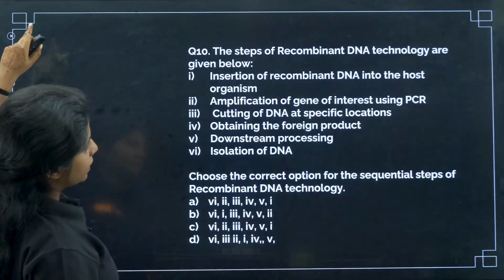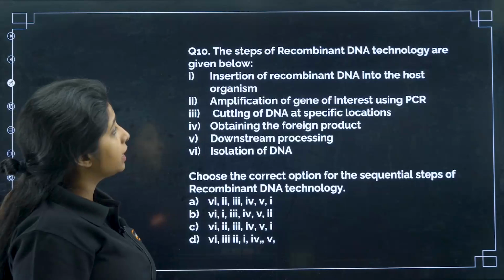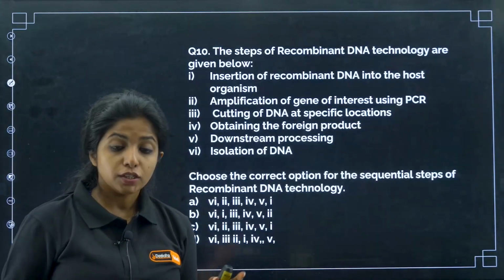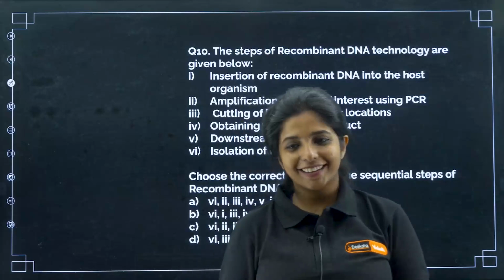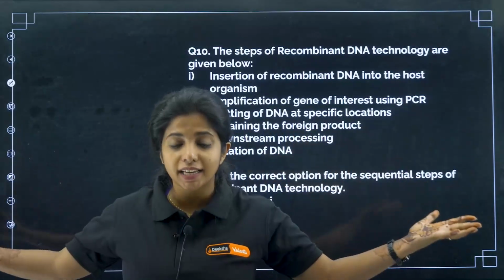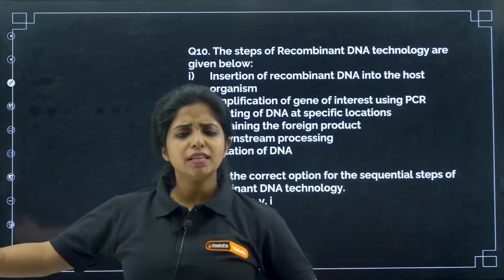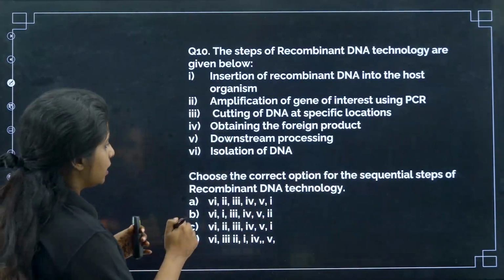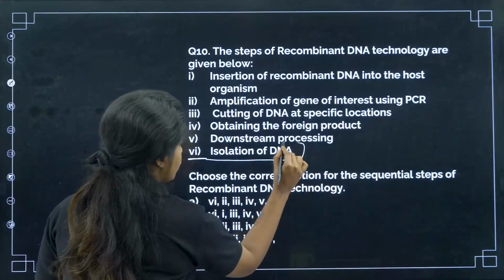Now, the steps of recombinant DNA technology are given below. You have to choose the correct order. The first thing you need for recombinant DNA technology is the DNA. So first of all, you have to isolate the DNA, obviously. There are proteins and so many other things there. So the first thing is to isolate the DNA, so your sixth one becomes the first point.